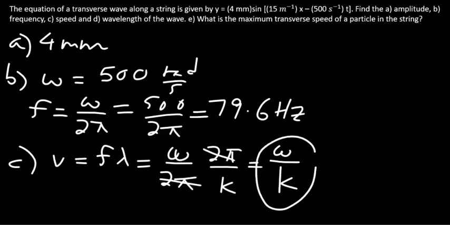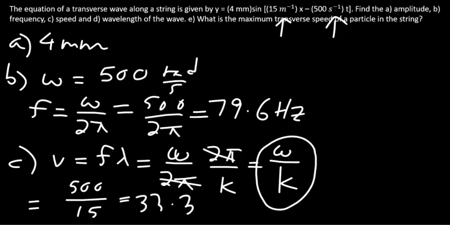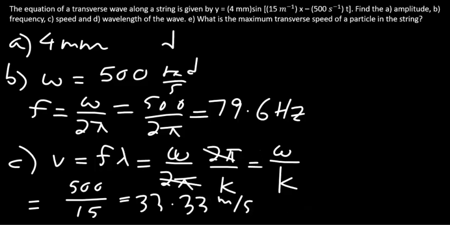Why do we choose this form? Because we have those two numbers directly from the argument of that sine. So omega is the number that multiplies t. So in this case it is 500. The wave number is the one that multiplies the x, which is 15. And you get 33.33 meter per second.